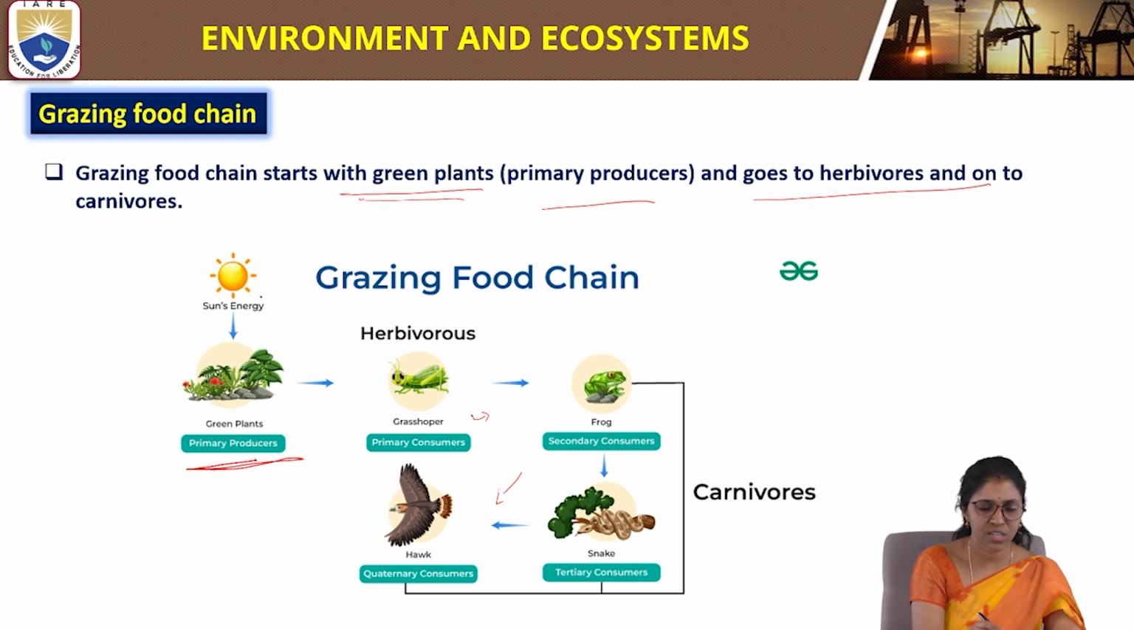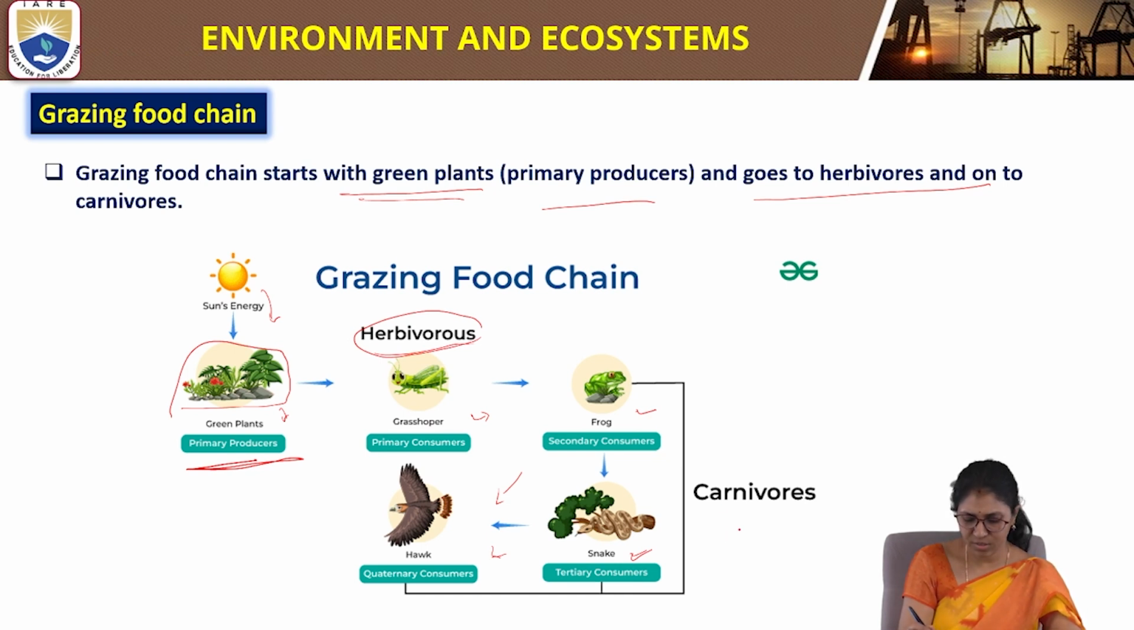If we see this diagram, the sun's energy is used by the green plants, which convert sunlight into food energy. This food energy is taken by the herbivores, which eat the plants. These herbivores are eaten by secondary consumers like the frog, which are carnivores. These are again consumed by tertiary consumers like the snake, and finally by predators, which are also carnivores. So the grazing food chain consists only of producers, herbivores, and carnivores. Food energy is transferred from green plants to herbivores and then carnivores. This type of food chain is called the grazing food chain.